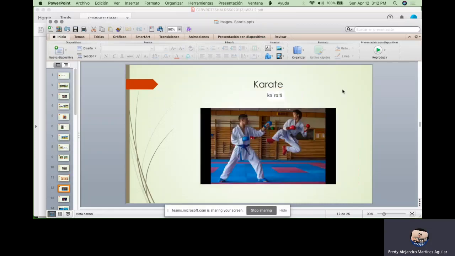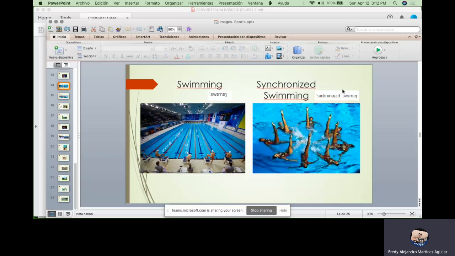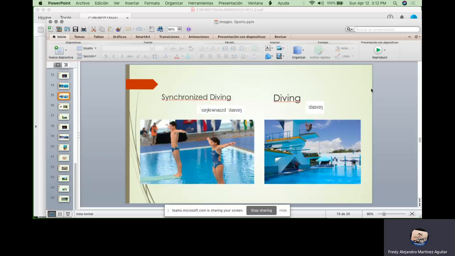The karate, the boxing, that is the swimming, and the synchronized swimming. Synchronized swimming. Yes, that is different. It's not individual, it's a group, and you have to be coordinated. You are going to be synchronized. Then you have the synchronized diving and the diving. Just one person, no, and the two people. You have to be with the same movements. Yes, perfect.